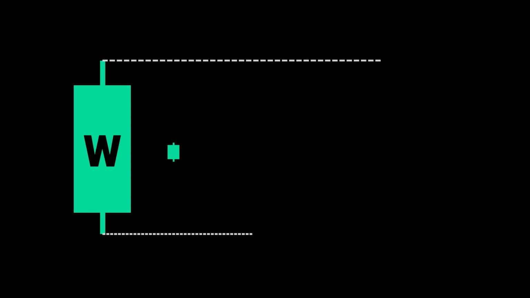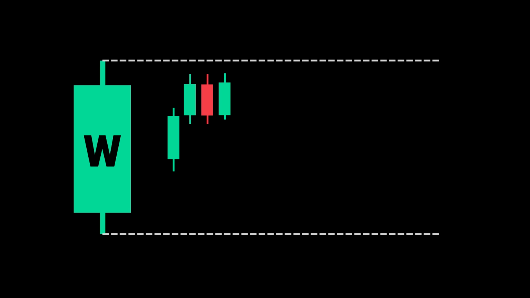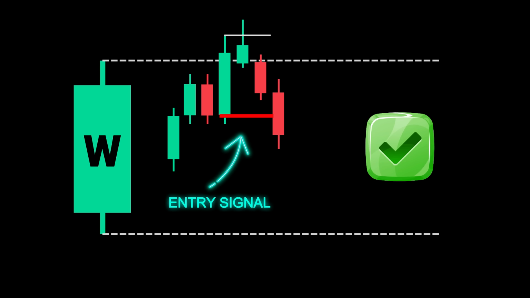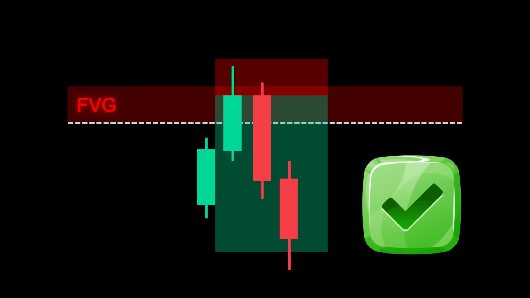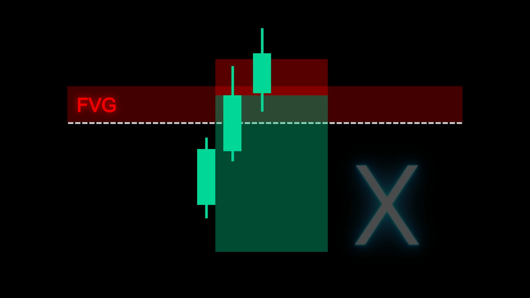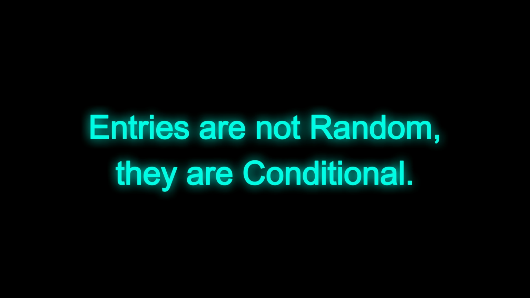If your entries feel random, this is what you're missing. It's not your strategy, it's your sequence. Most traders do this. They see a fair value gap or a structure break and they enter immediately. Sometimes it works, sometimes it doesn't. And that's why trading starts to feel inconsistent, because entries are not random, they are conditional.